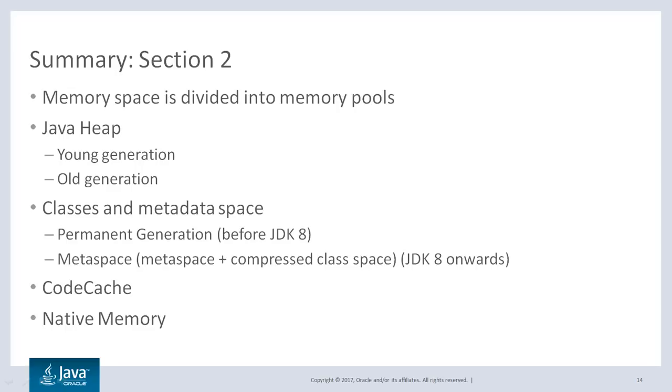Prior to JDK 8, this space was called permanent generation. In JDK 8 and onwards, classes and their metadata are stored in metaspace. Metaspace, unlike permgen, is allocated out of native memory. There's a memory pool called the code cache, where the code generated by JIT compilers is stored. And native memory refers to the rest of the system memory, which is not managed by the JVM.